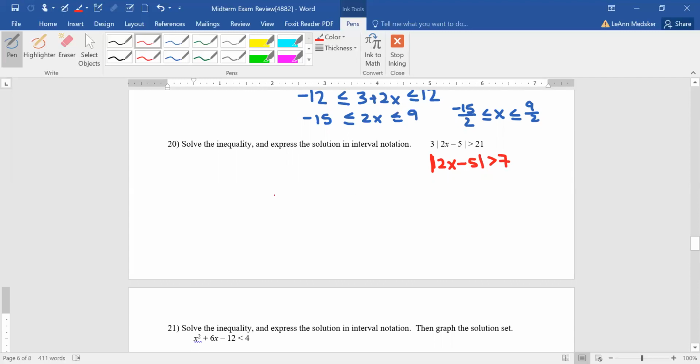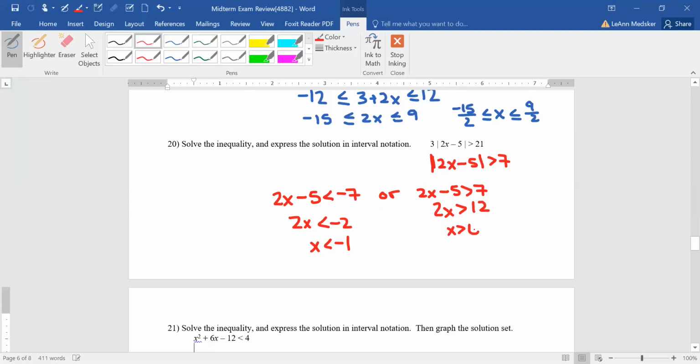So we have two situations. We either want to go to the far left of -7, or we want to go to the far right of +7. Imagine that bubble around you, 7 feet on each side, and then you're going further away on each side. So we're going to add 5. That would make this -2. Divide by 2, we get -1. We'll add 5 over here. That's 12. Divide by 2, we get 6.